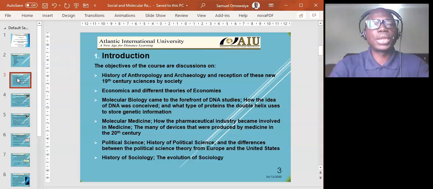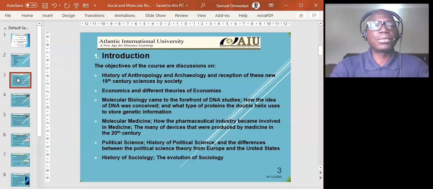Introduction. The objective of the course centers on discussions on the history of anthropology and archaeology, and the reception of these new 19th century sciences by society. That's number 1. Number 2, economies and different theories of economies. Number 3, molecular biology: how it came to the forefront of DNA studies, how the idea of DNA was conceived, and what type of proteins the double helix uses to store genetic information.